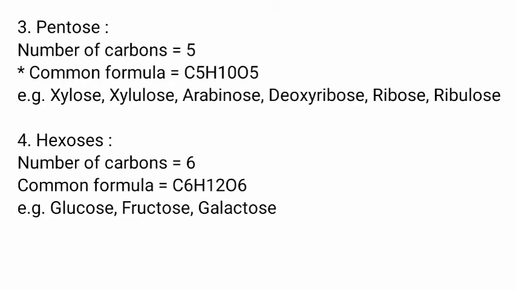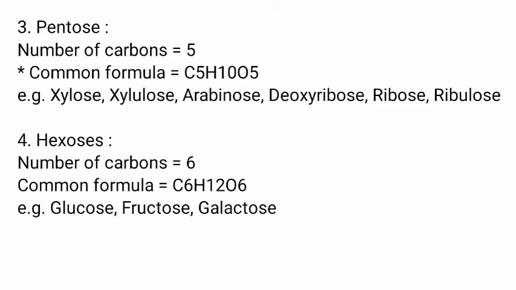Third one, pentoses. Number of carbons is 5. Common formula is C5H10O5. Examples, xylose, xylulose, arabinose, deoxyribose, ribose, ribulose. Fourth one, hexoses. Number of carbons is 6. Common formula is C6H12O6. Example, glucose, fructose and galactose.